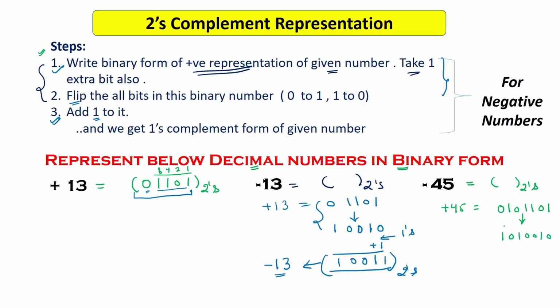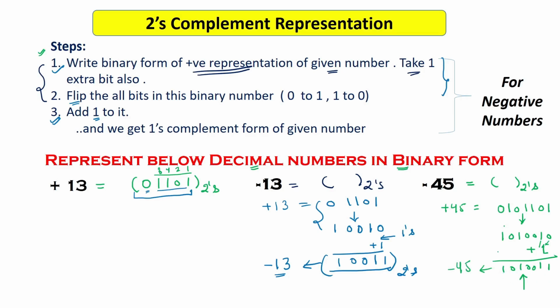That means you have found the 1's complement representation. Now one last step will be you have to add 1. So this will be added with this. 0 plus 1 is 1, then this 1 is copied here, and 0 0 1 0 1. So this is your final answer. That is, this is the representation of minus 45 in 2's complement format.